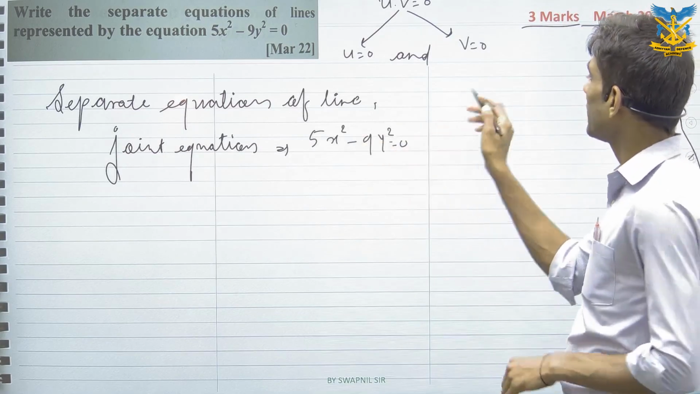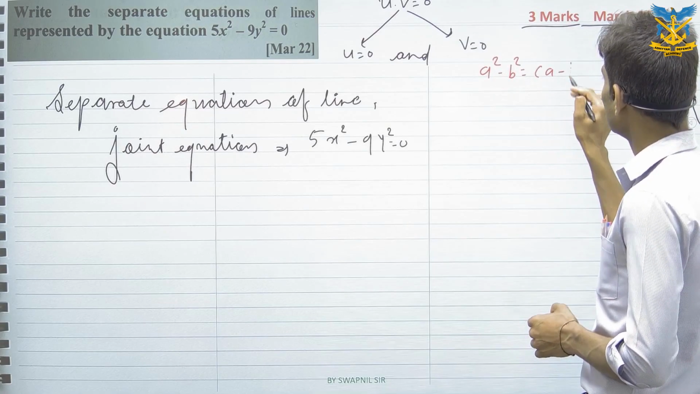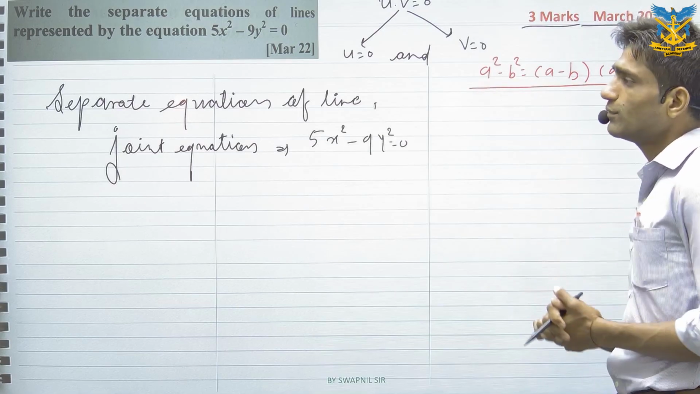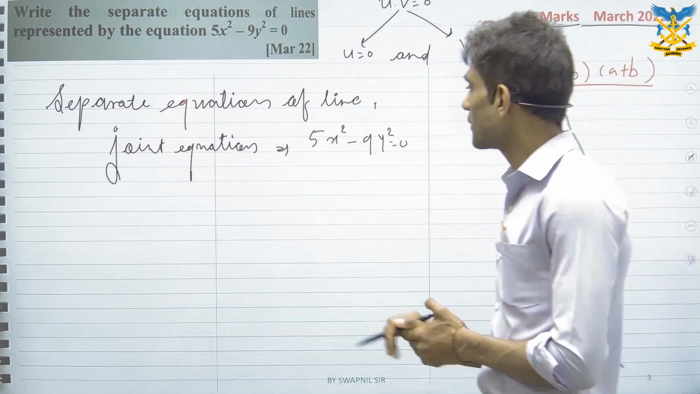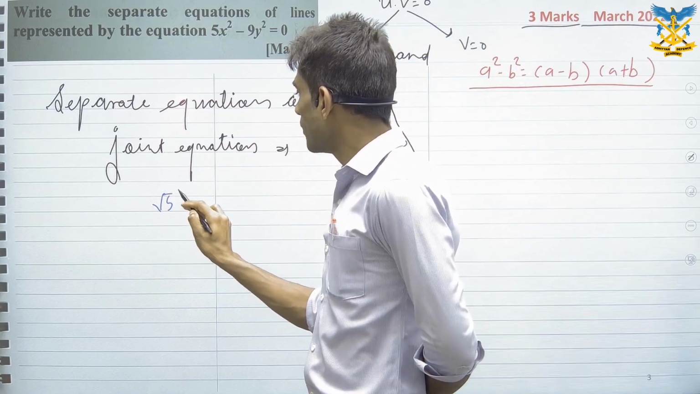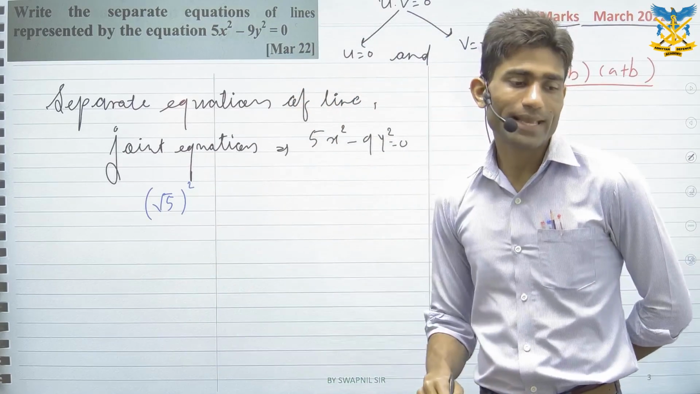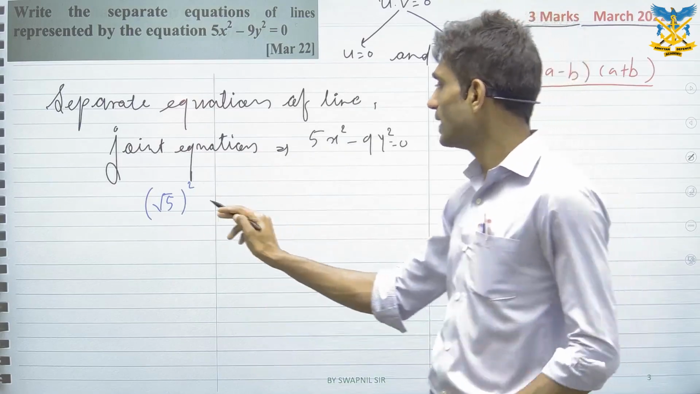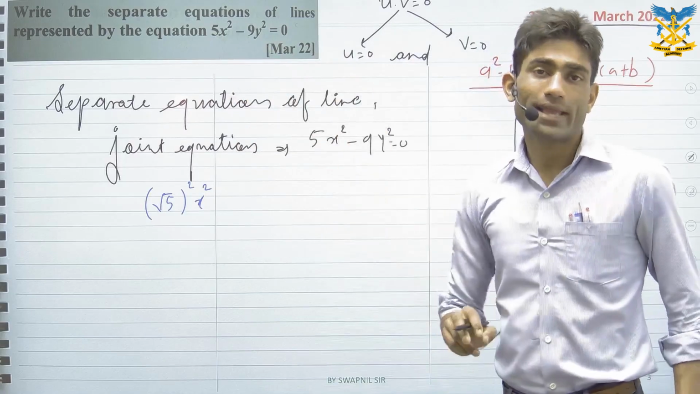When we have a² − b², we write its expansion as (a − b)(a + b). We are going to use this in the subsequent solution. So 5x² I can write as (√5)² x². The root and the square cancel. I write 5 as (√5)² and keep x² as it is, so we are adjusting the terms from our example.